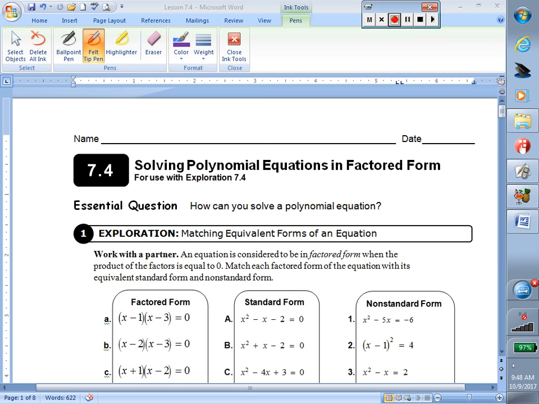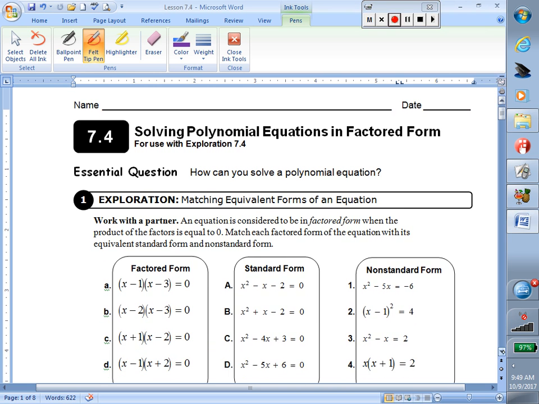Please open to page 219 in your student journal. Today in section 7.4, we're going to be solving polynomial equations in factored form. Now, just reading the title of the lesson, you might be thinking, oh my gosh, Miss Callie, what are we doing today? So let's just break it down.